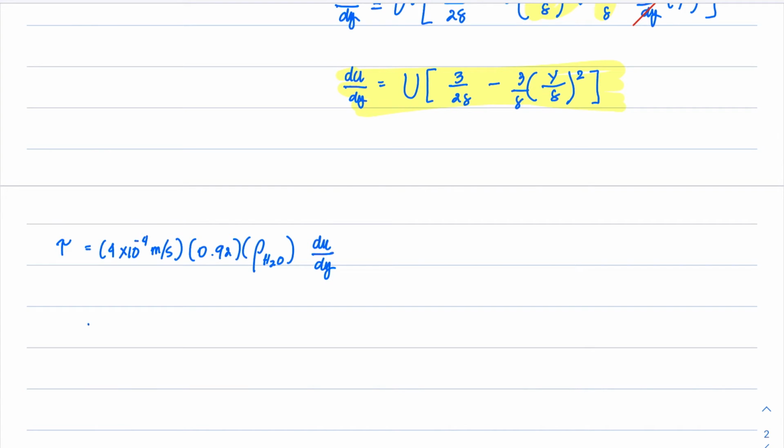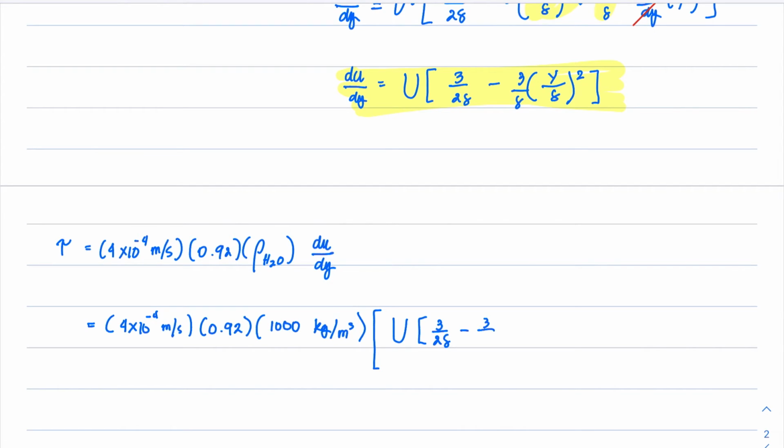Now, if you try to substitute the values and calculate, that is just 4 times 10 to the negative 4 meters squared per second, and then 0.92, and the density of water, which is very easy to remember, 1,000 kilograms per cubic meter, and then your du over dy. So I'm just going to write here U multiplied by 3 over 2 sigma minus 3 over sigma multiplied by y over sigma squared. So that's your du over dy.